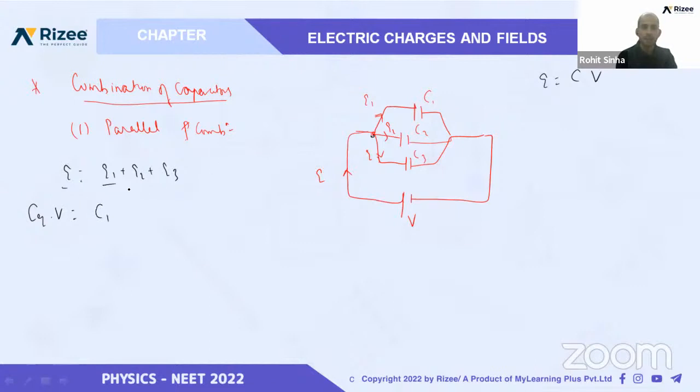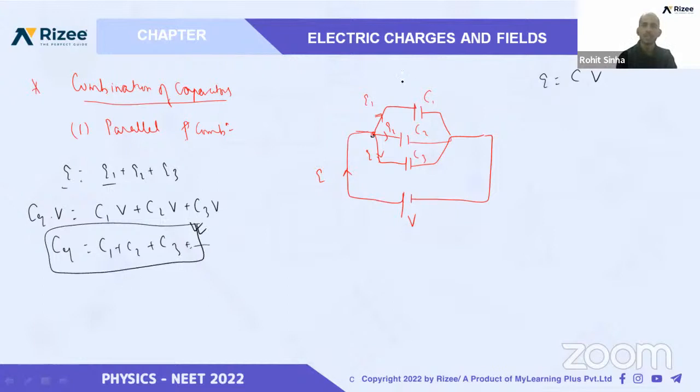Capacitance is C1 and potential is V1, capacitance C2, potential V, capacitance C3, potential V. We will get V cut on both sides. We will get C equivalent is equal to C1 plus C2 plus C3 like this. This is the formula of grouping for a parallel capacitor.